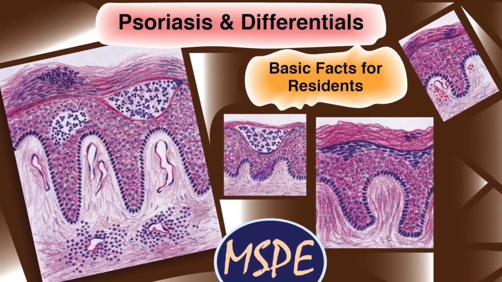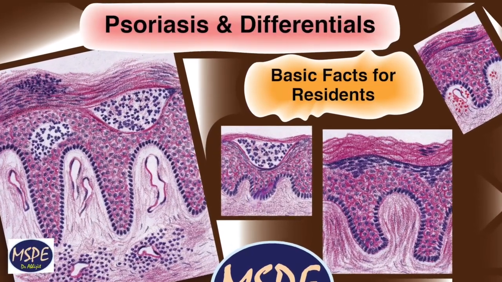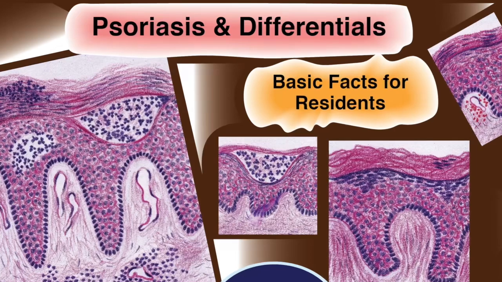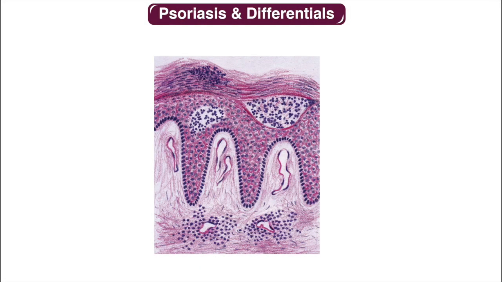Today we are going to talk about the basic histomorphological features of psoriasis and its differentials. Psoriasis is a chronic relapsing skin condition with complex pathogenesis including immunogenetics and environmental factors. It has several clinical histologic variants.